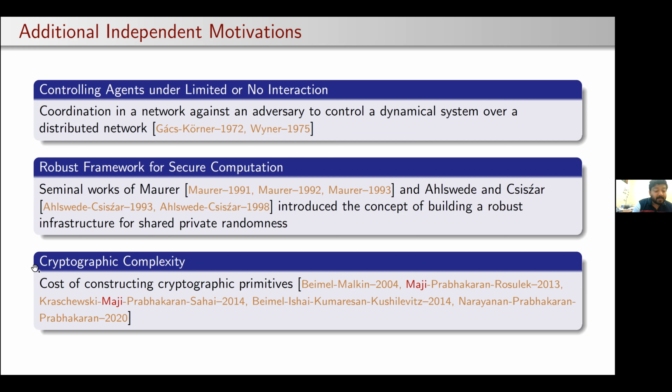A more theoretical motivation arises from studying cryptographic complexity. In this study, the motivation is to understand the cost of constructing cryptographic primitives. For example, the computation cost, communication cost, and the round complexity of constructing one kind of primitive from other kinds of cryptographic primitives. So now we have several independent motivations.